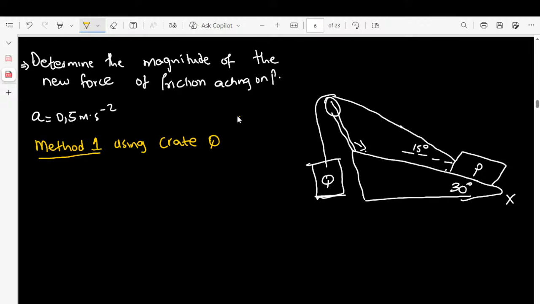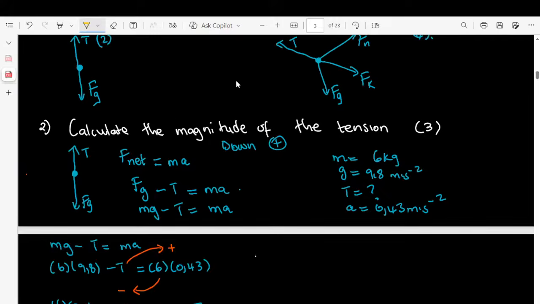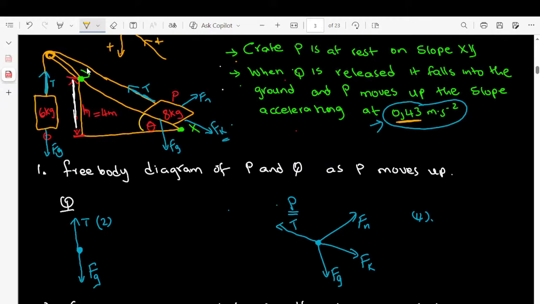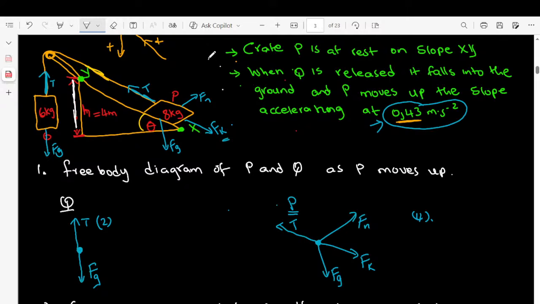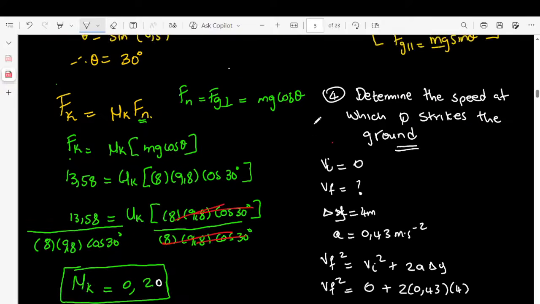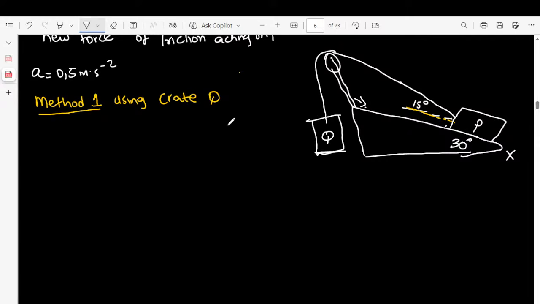The statement, guys, they're just telling us now the new string is applied at an angle. Remember that one was not applied at an angle. If we go back, the string was not applied at an angle. So the only thing that changed is that the new string is applied at an angle. That's the difference. So method 1, we're going to use crate Q.